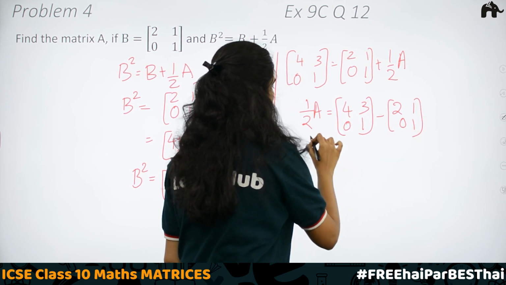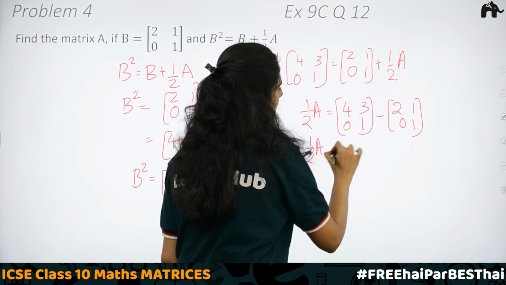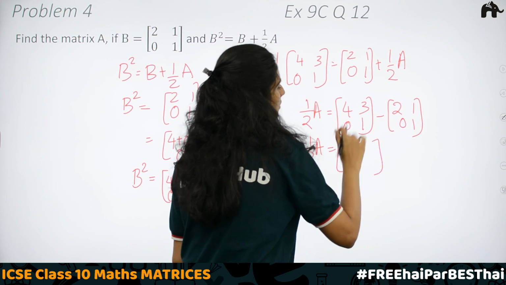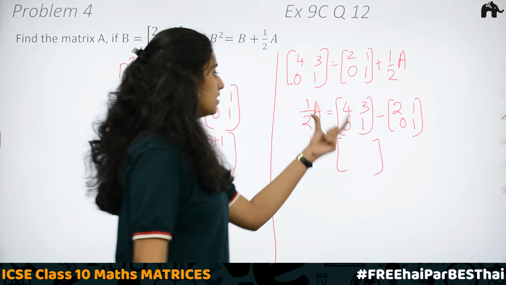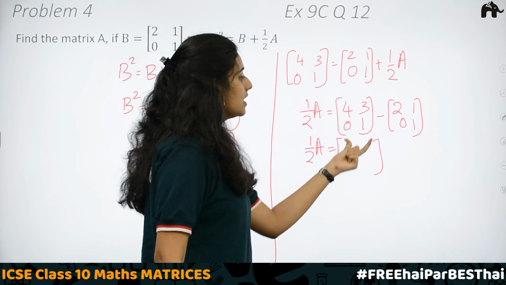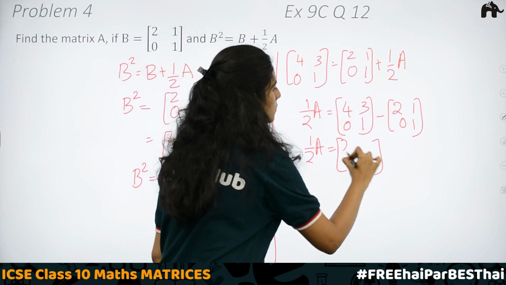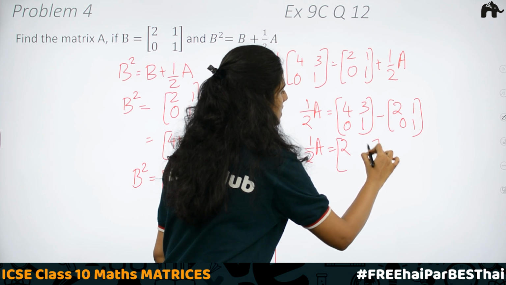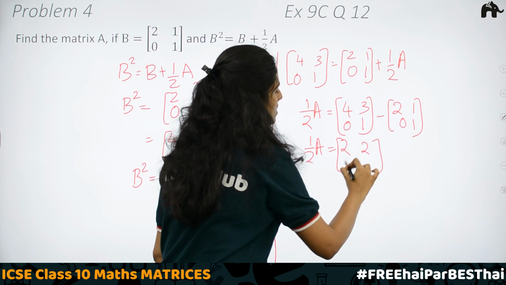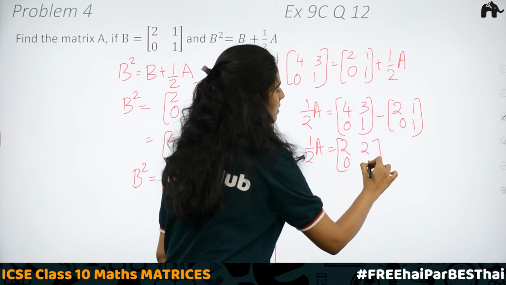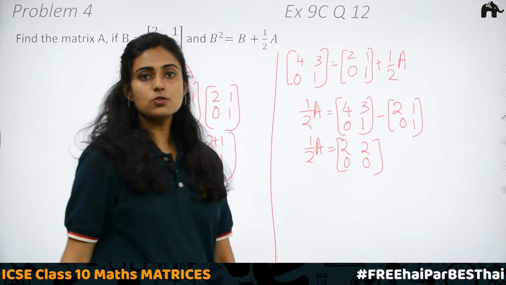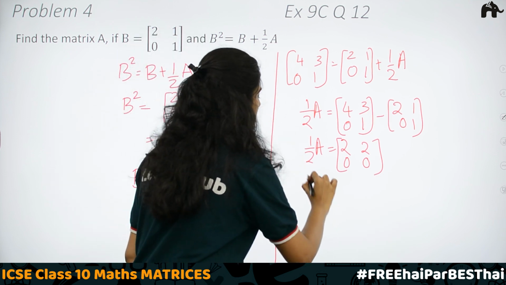Now subtract them. Half A will be equal to, we'll get a 2 by 2 matrix. We are subtracting a 2 by 2 matrix from a 2 by 2 matrix. 4 minus 2 is 2, 3 minus 1 is again 2, 0 minus 0 is 0, 1 minus 1, 0. 2, 2, 0, 0. Now what is A then?